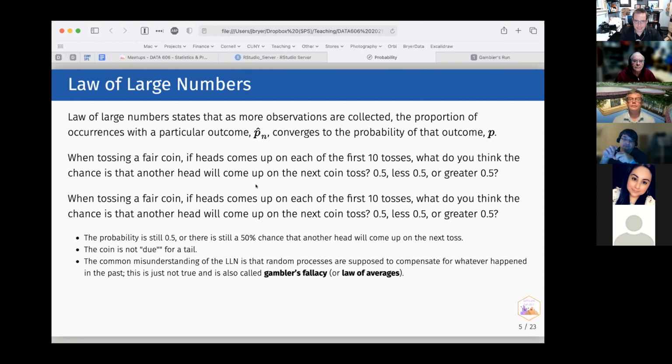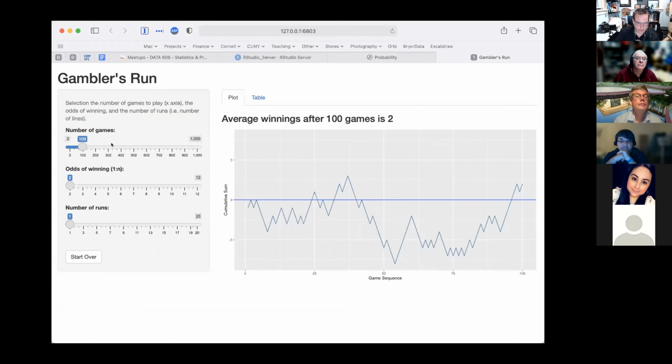I actually have a little Shiny app. You can run this from the Data 606 package, and you can see it here. There are a couple of parameters that we can look at on the left side. If you load it up, by default it is set for 100 games, and the odds of winning are 1 out of 2, which would be like flipping a coin. If we want to look at rolling a die, getting a 1 is winning and 2, 3, 4, 5, or 6 is not. You can change these, but let's just stick with the coin toss.